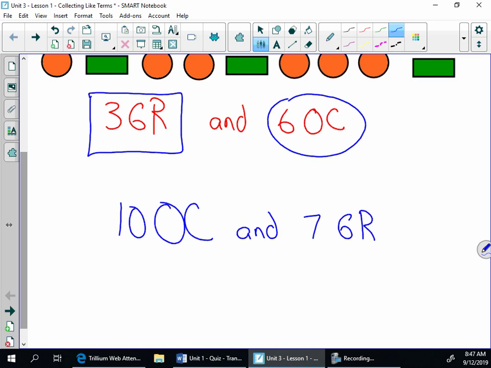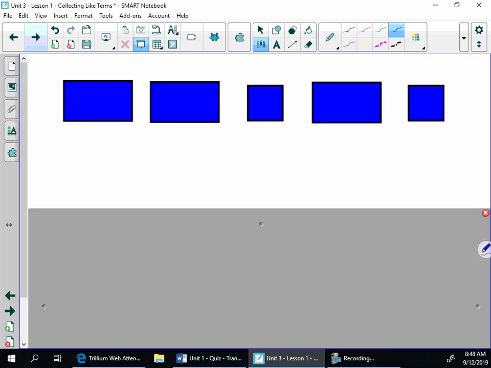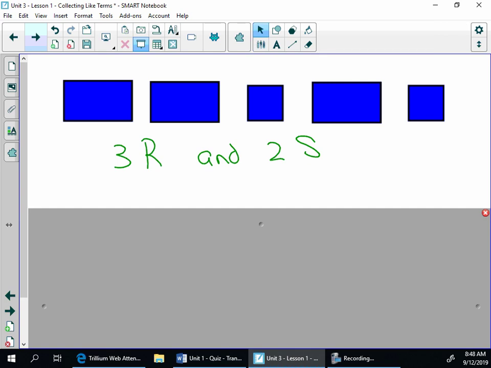You don't really need to look at the original picture anymore to know that if you have some sort of description of them. Let's try another set. They kind of all look the same, right? But they're not really the same. I've got 3 rectangles and 2 squares. They just all happen to be blue. I can't use that as a descriptor this time.